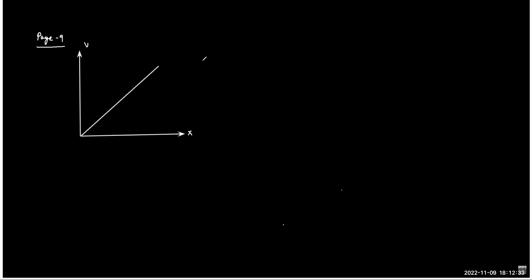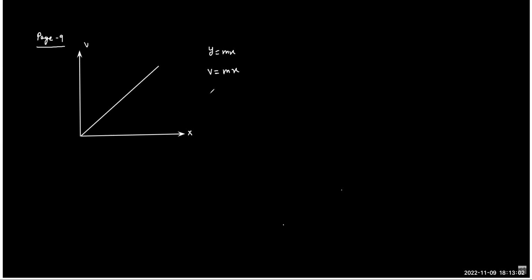And if it is exactly 45 degrees, then y equals to x. So y equals to mx is the equation of any straight line passing through origin. What is y here? V. And what is x here? Displacement. x is x only, right?